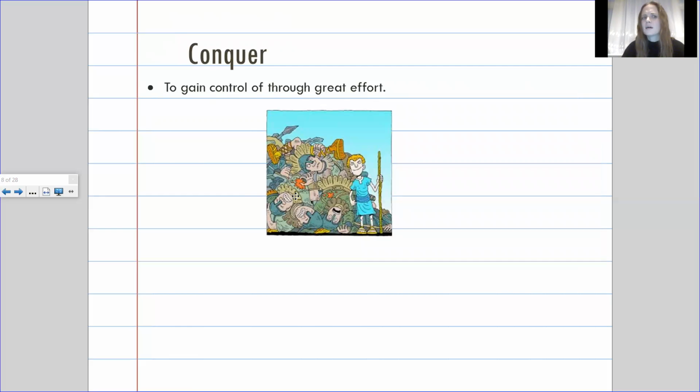So to conquer. To conquer means to gain control of something with great effort. So you often find when we're looking at the Romans, they conquered different places, which means they took over, they took control. Even if there were people that lived there, they took control from them, and they did it through fighting and plundering. And we're going to look at the words invade and plunder just now, but they conquered those countries or those areas. So they took control.